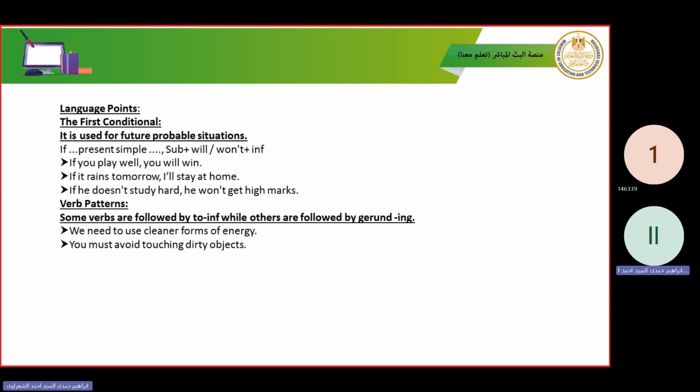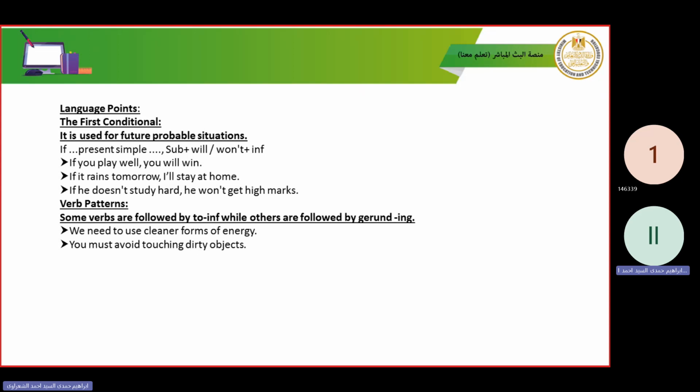subject will infinitive. Now a question that has come to my mind: can I use if in the middle? Of course you can use if in the middle. You just invert the order. Instead of saying if you play well you will win, we say you will win if you play well. Instead of saying if it rains tomorrow I will stay at home, I will stay at home if it rains tomorrow. So I can start with the if clause or I can put if in the middle.